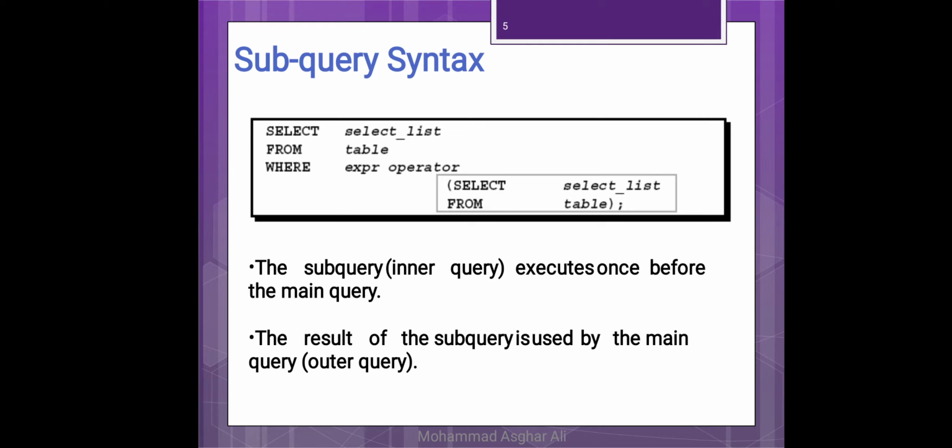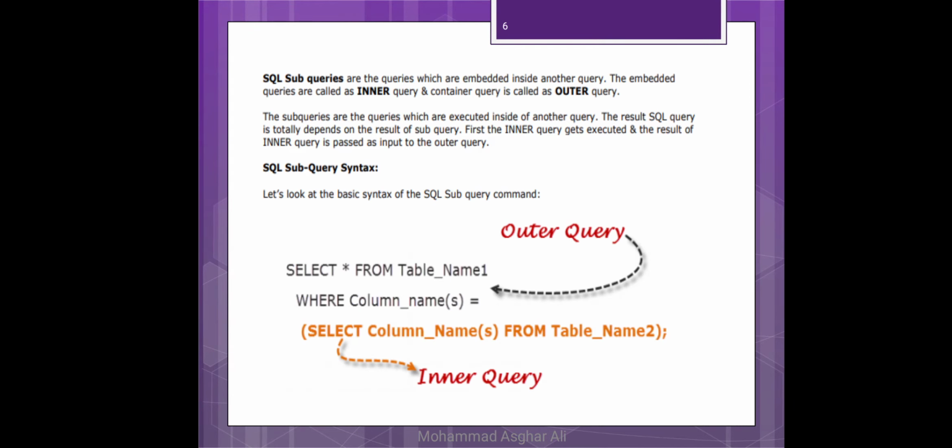Here the subquery, that is the inner query, executes once before the main query. The result of the subquery is used by the main query, that is the outer query. As I have told you, one is the inner query and the second is the outer query. Here you can see the first one is the outer query and the second one is the inner query.